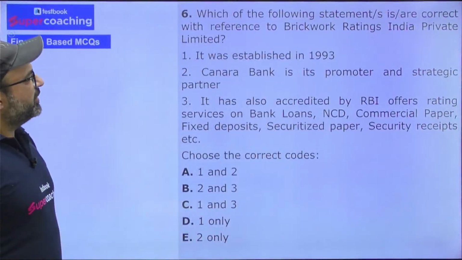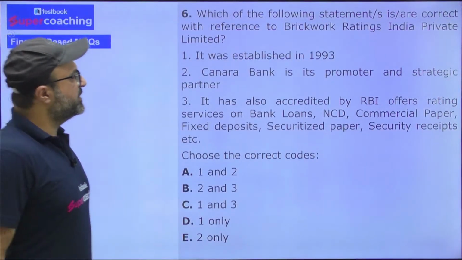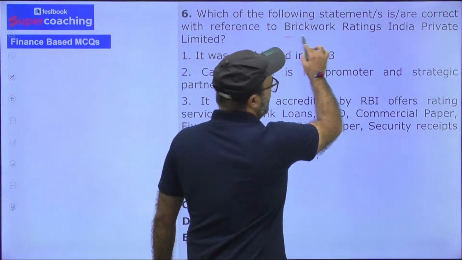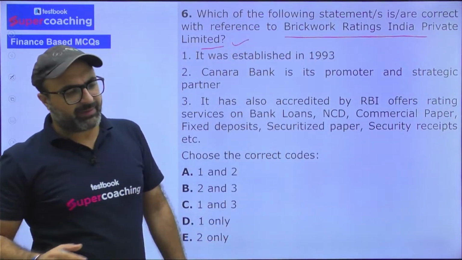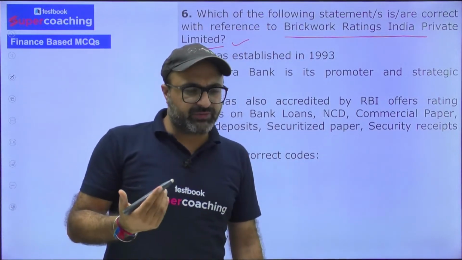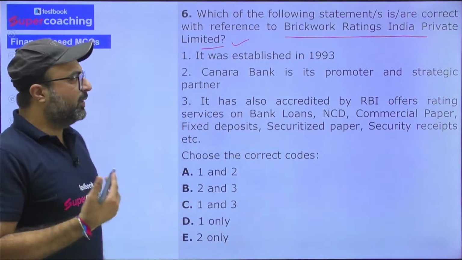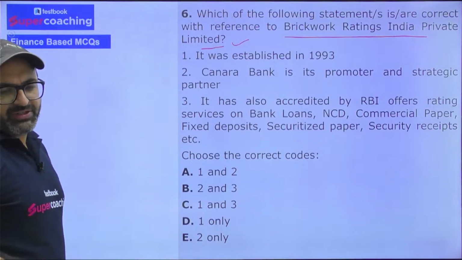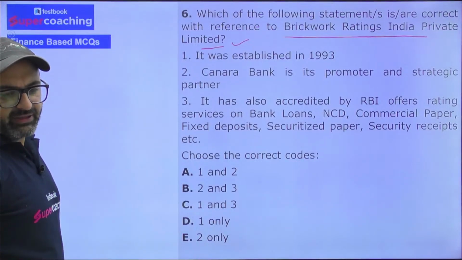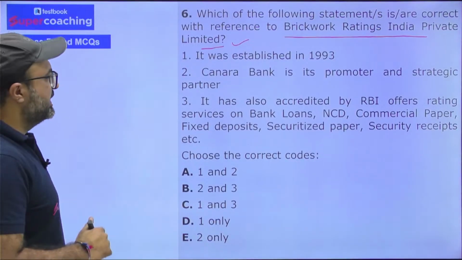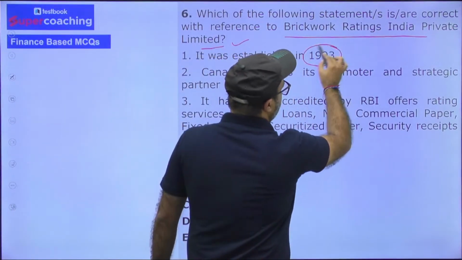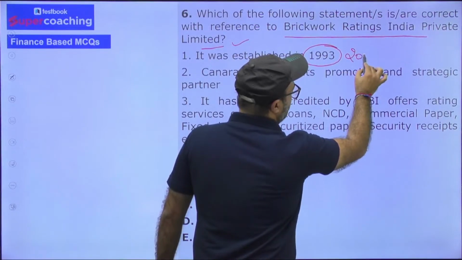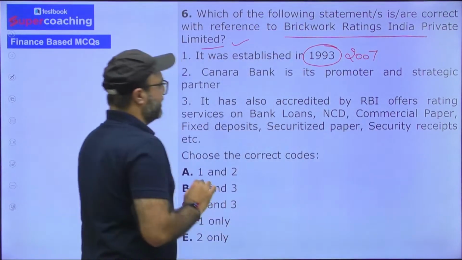Which of the following statements is or are correct with reference to Brickwork Rating India Private Limited? Brickwork Rating India Private Limited is again one of the rating agencies. Now let's check out the points. Sir, was it established in 1993? What will be your answer? Sir, this rating agency was not established in 1993. Rather, it was established in 2007.